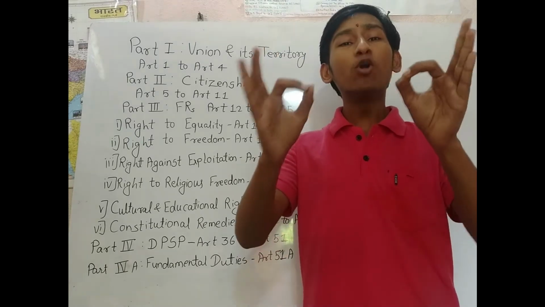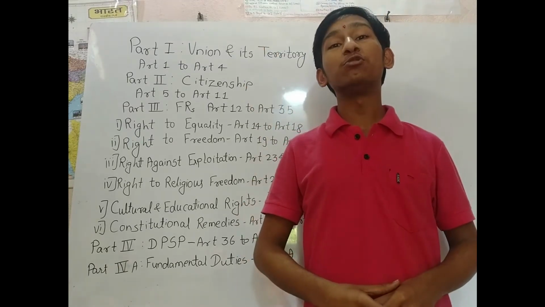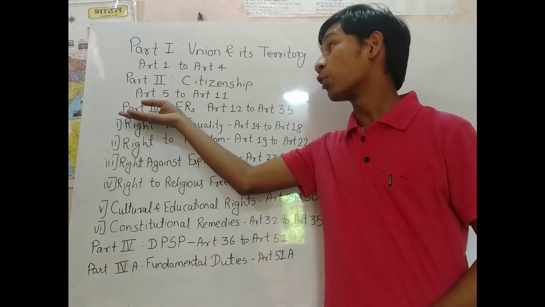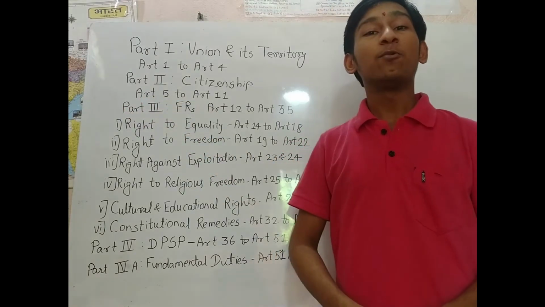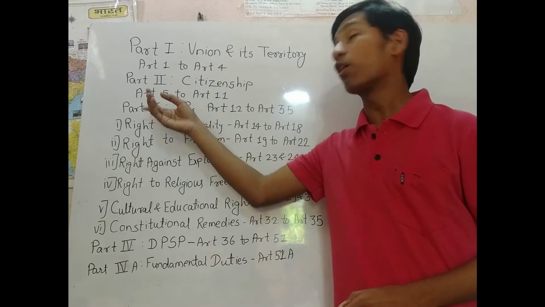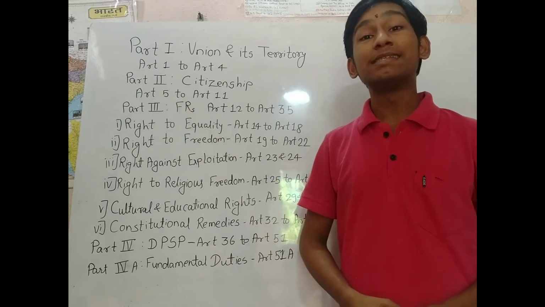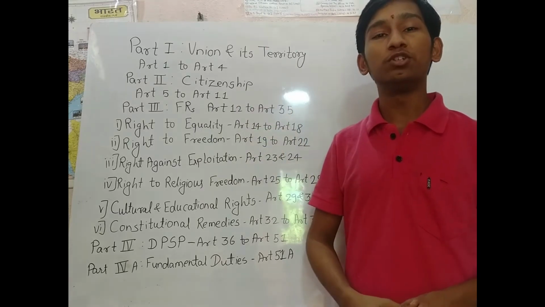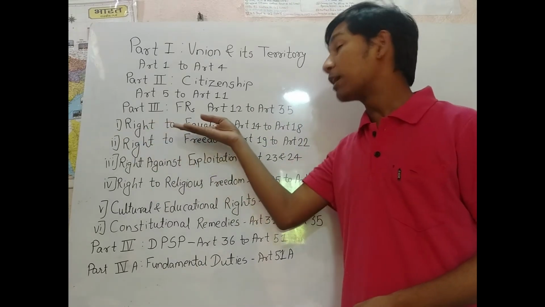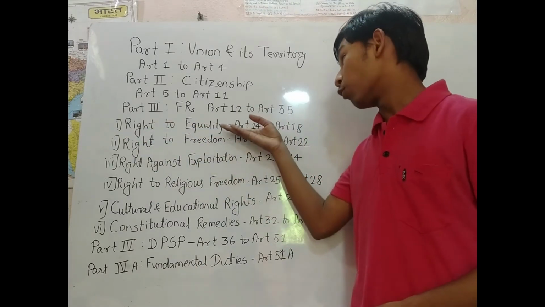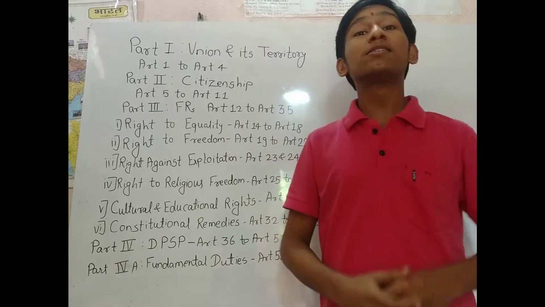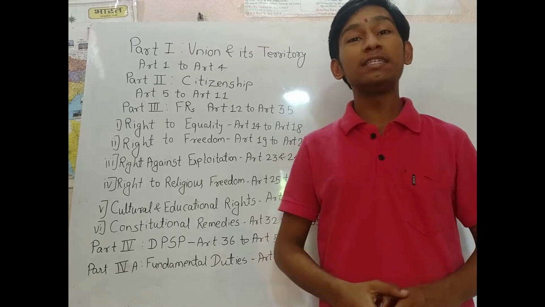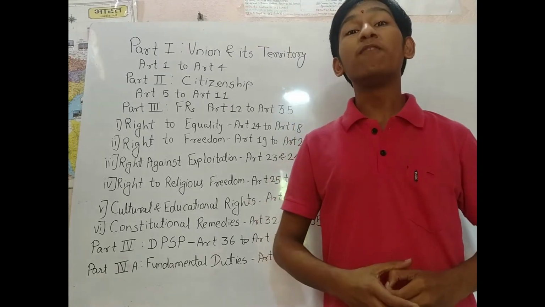And now the most important part in the Indian Constitution for every citizen in our country, which is nothing but part 3, fundamental rights, which are guaranteed in part 3 of the Indian Constitution and lie from Article 12 to Article 35 of the Indian Constitution. First of all, right to equality, which lies from Article 14 to 18, which grants you and me equal opportunities and the equality before law.